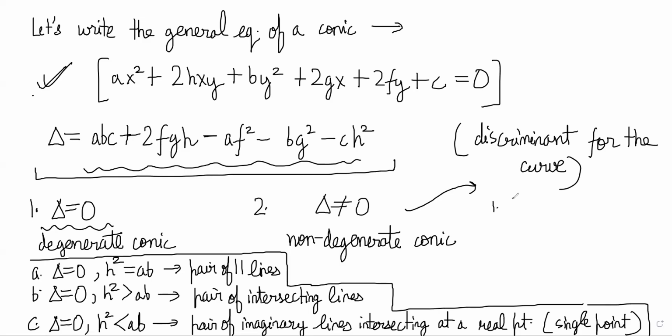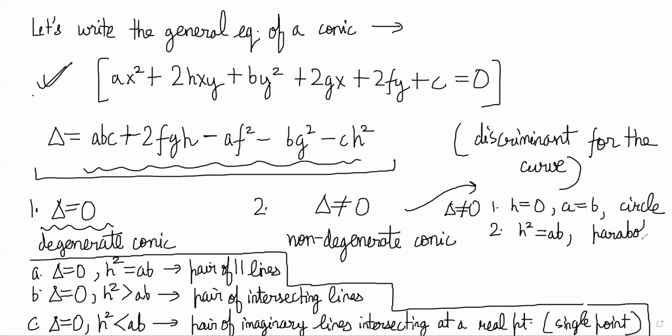Here, if you have h is equal to 0 and a is equal to b, the curve is a circle. This is the case where del is not equal to 0. Then, if you have del is not equal to 0 and h square is equal to ab, it is a parabola. If del is not equal to 0 and h square is less than ab, then the curve is an ellipse. And finally, if h square is greater than ab, then the curve is a hyperbola.